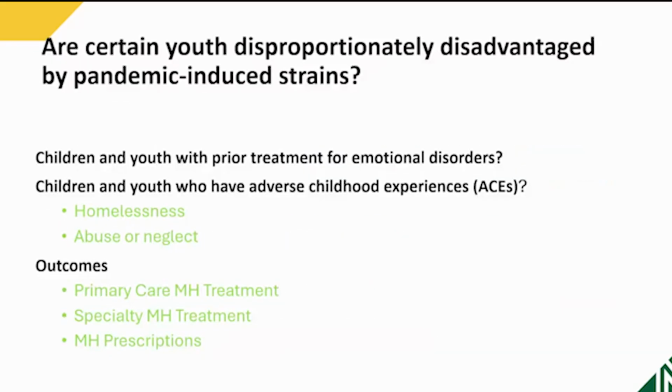So the question we were trying to address in our study: are certain youth disproportionately disadvantaged by these pandemic-induced strains on the healthcare delivery system? The children and youth we select are those who are already in treatment for emotional disorders, right? So they're being treated. Where do they land in the queue, if you will, of a system that is trying to cope and faces increasing demand? And then children and youth who have adverse childhood experiences, including homelessness and abuse or neglect. And so what we're looking at is how are these primary care mental health treatment rates, meaning mental health services delivered by primary care providers, and mental health services delivered especially by mental health providers, and the mental health prescriptions.